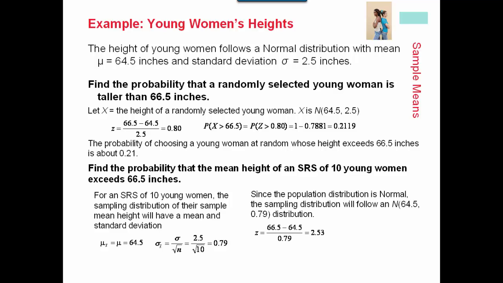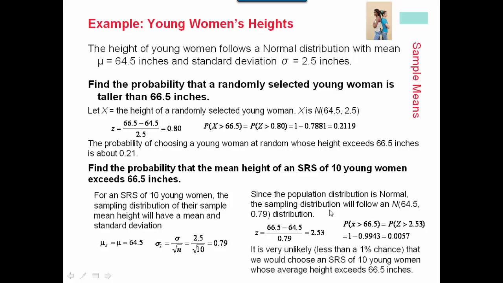Z equals 66.5 minus 64.5 divided by 0.79, which equals 2.53. The probability x bar is greater than 66.5 is the probability of z greater than 2.53, which is 0.0057. It is very unlikely, less than a 1% chance, that we would choose a simple random sample of 10 young women whose average height exceeds 66.5 inches.